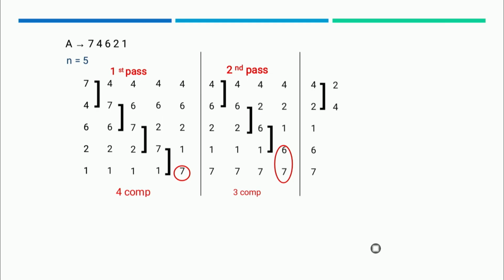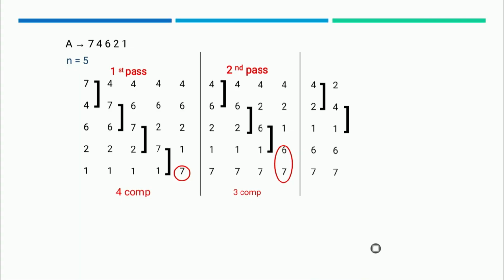Then, the remaining 1, 6 and 7 are placed as they are. Then, you are comparing the second and third values. Here, 4 is greater than 1, so you have to swap them. So, can you tell me what is the result?